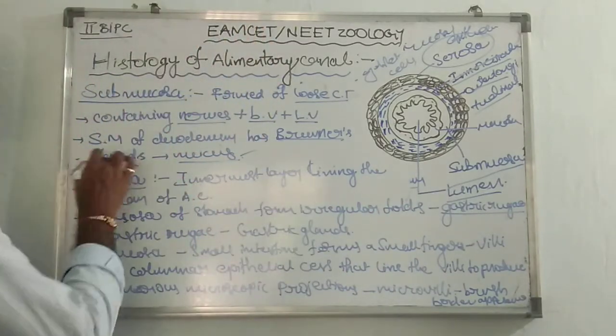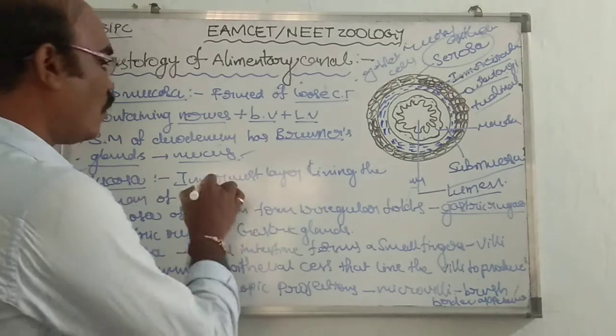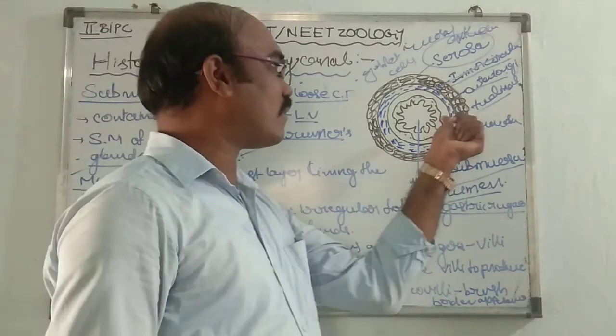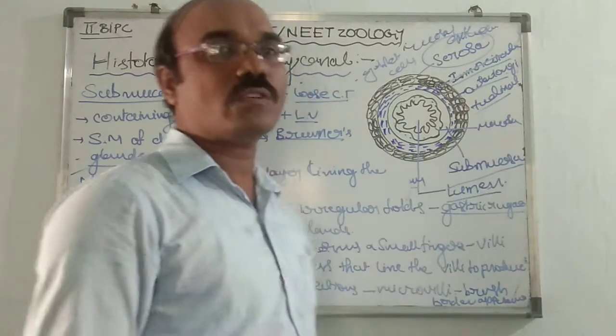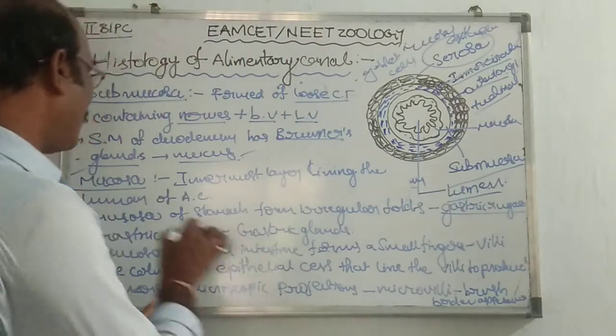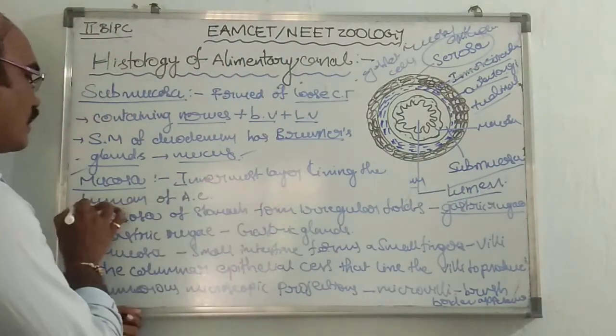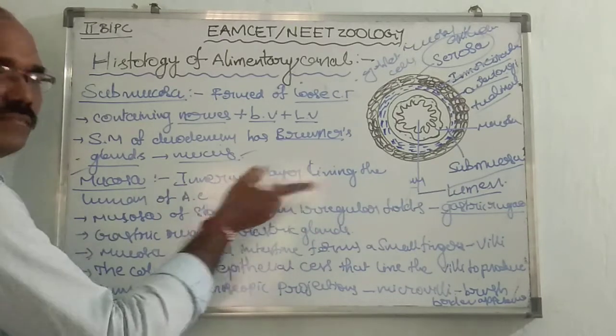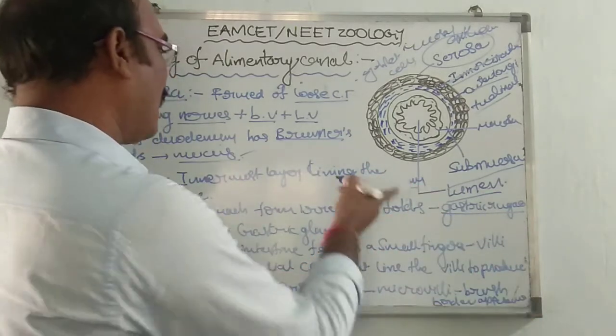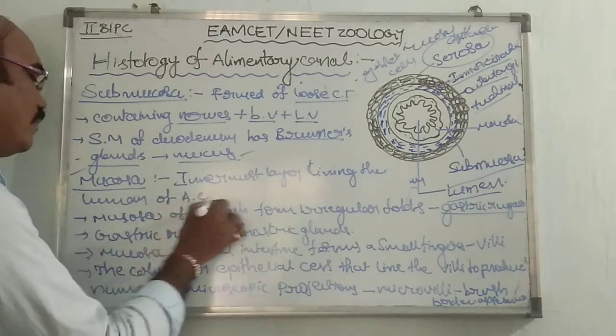Then coming to the mucosa. The mucosa is the innermost layer of the alimentary canal, the innermost lining layer of the alimentary canal.